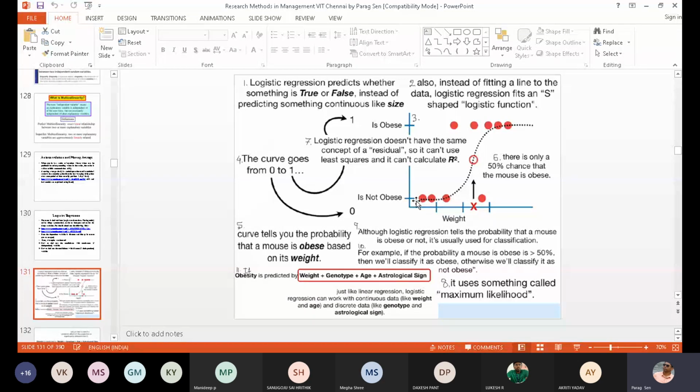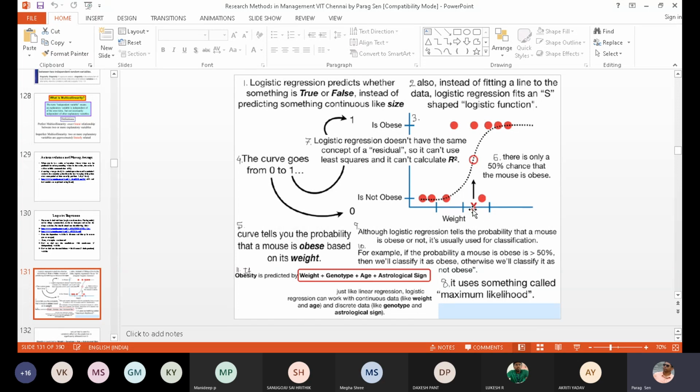Okay, so now this curve goes from 0 to 1. Not obese is 0, obese is 1. So first, suppose you get some point, for example the weight of a mouse is this. If this X value is given, and you are asked what is the probability that the mouse will be obese.